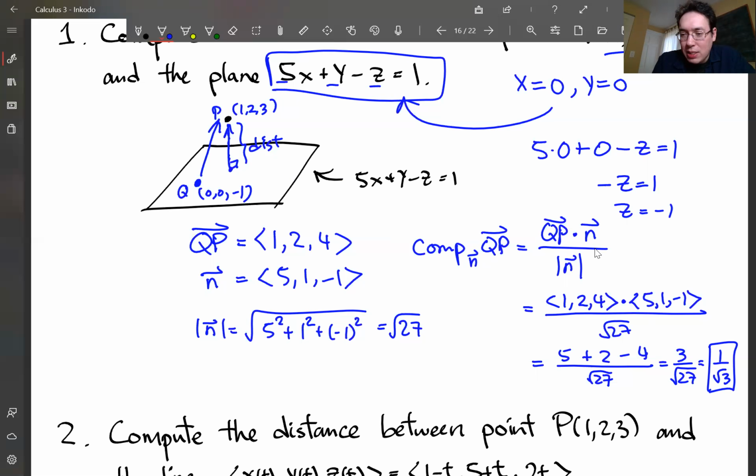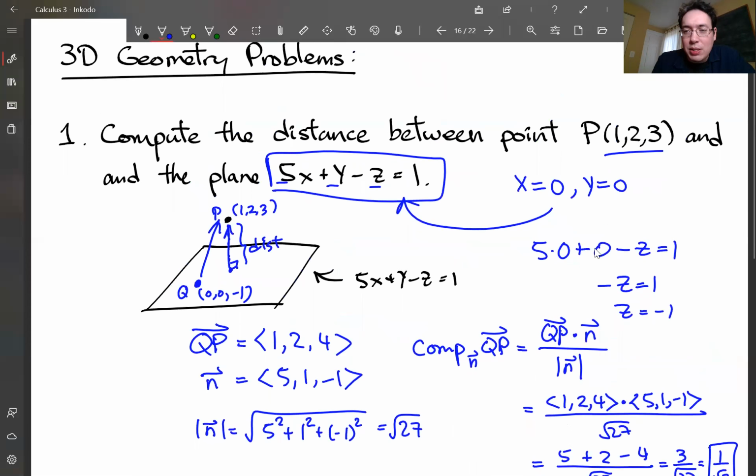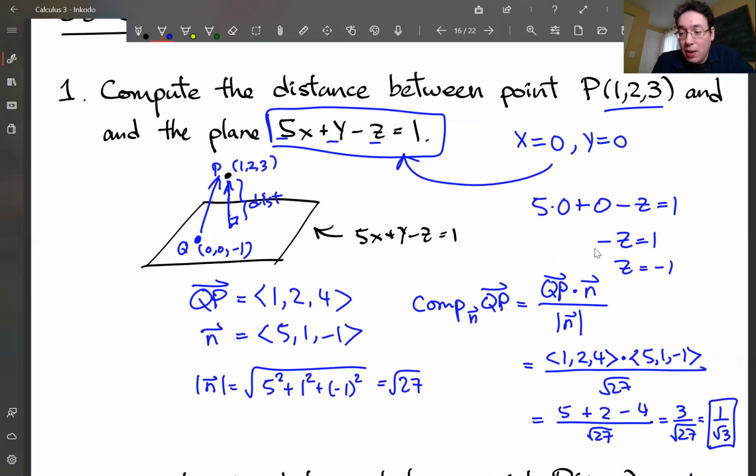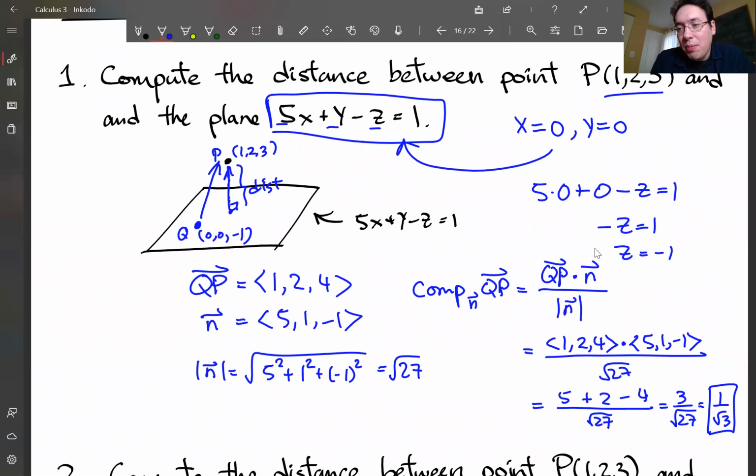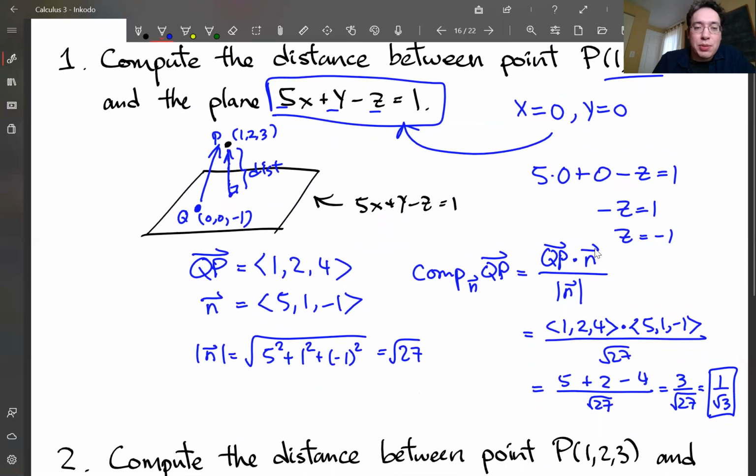So I get the distance is 1 over root 3 here. Okay, all right, so that's this problem. And I should mention maybe one other way you could definitely do this problem is to find the closest point on the plane. So I'll just give you a hint at how you might go about this.